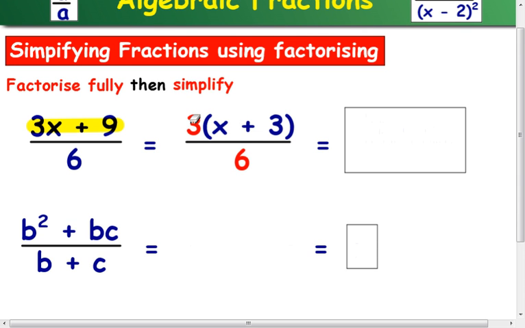Now if we want to simplify, the 3 and the 6 both divide by 3. So that goes to 1 and the bottom goes to 2. And that's our answer. Now you can have it in brackets or not in brackets in the top, it doesn't really make any difference.